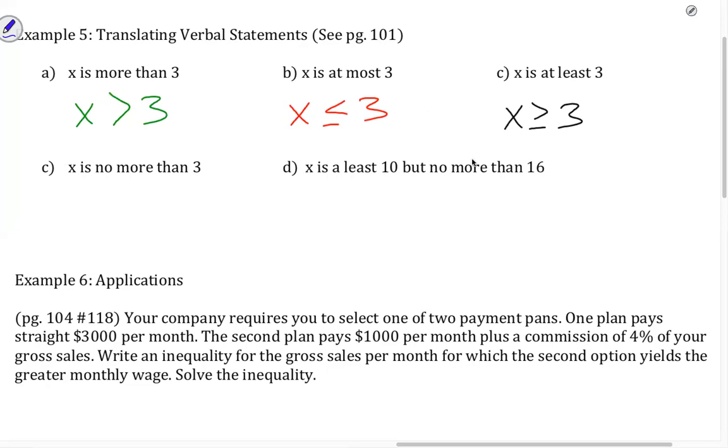All right, Liam, why do you say it's that? Because it says it can be no more than 3. So that means it can't be bigger than 3, so it has to be less than or equal to it. Sounds good to me.